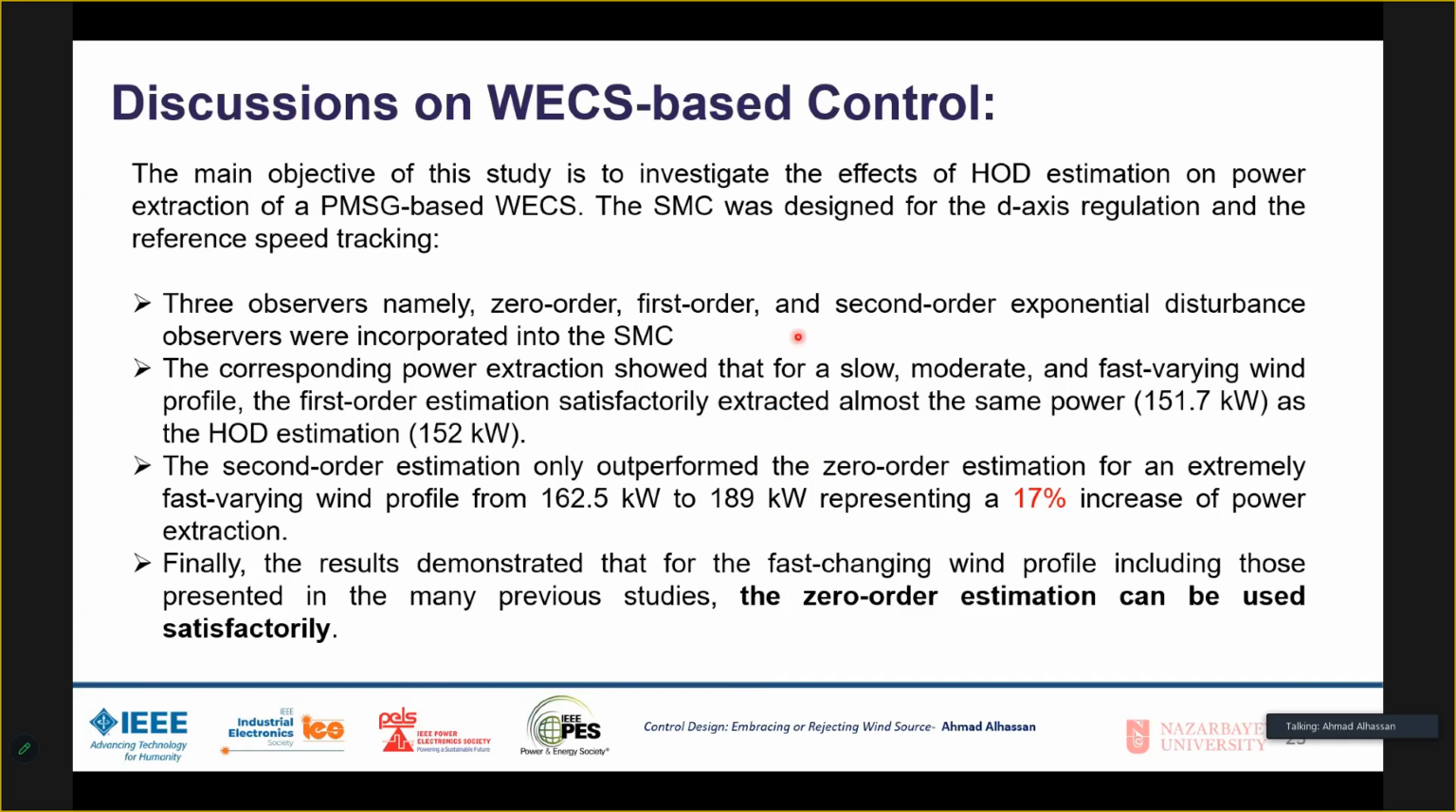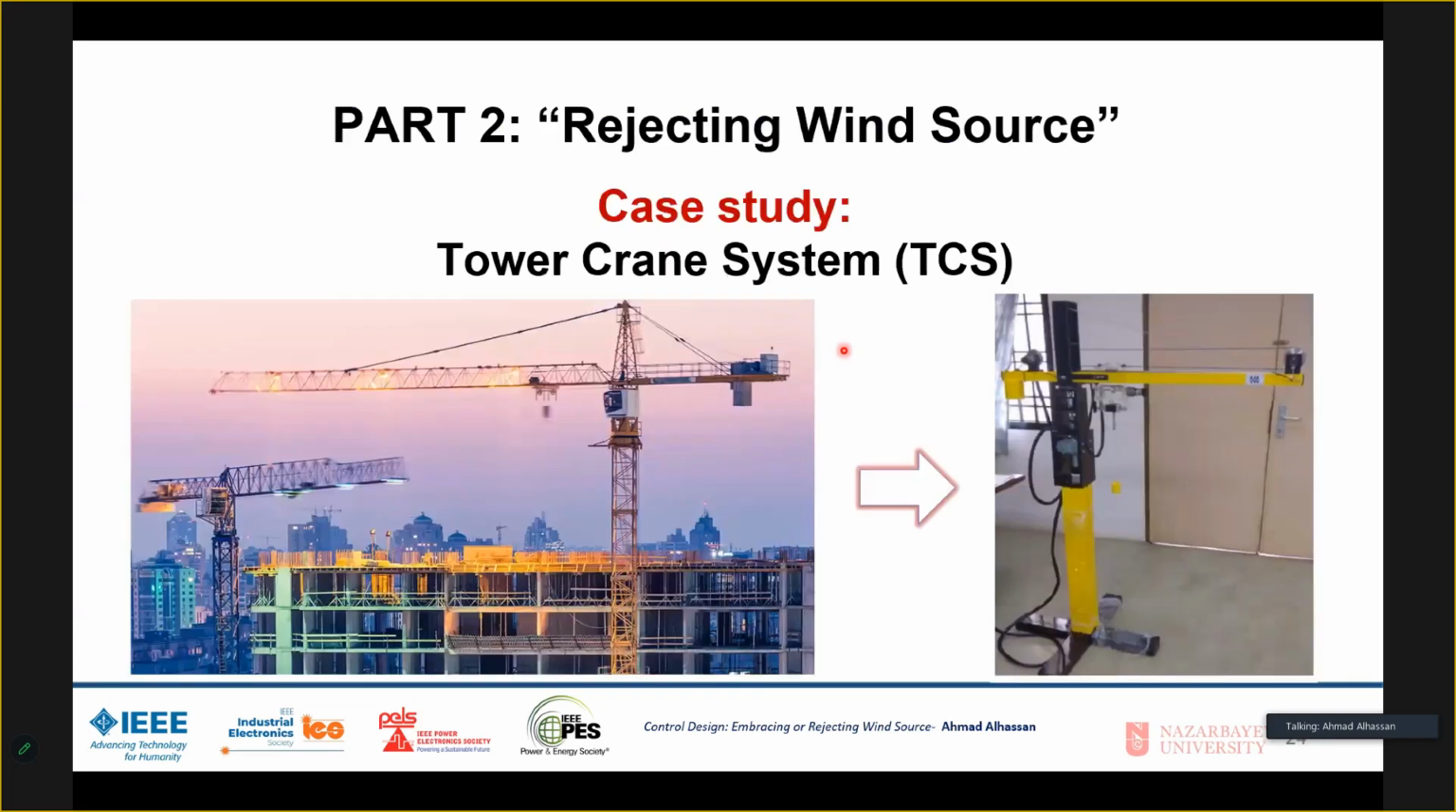We can see that it is satisfactorily used to get our required objective if we have relative wind speed, because this is known. Almost all the countries know the range of their wind. So we know the range of the wind that we have. So based on this range, we can actually use our estimators. So we know the estimators that can be implemented.